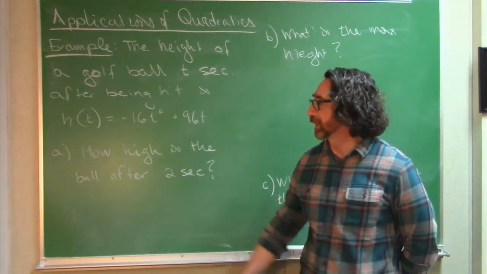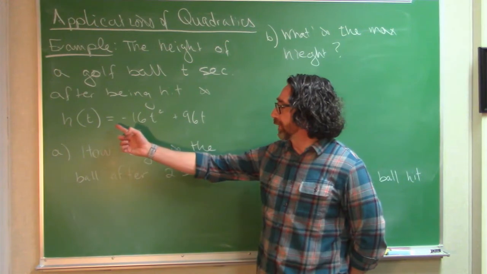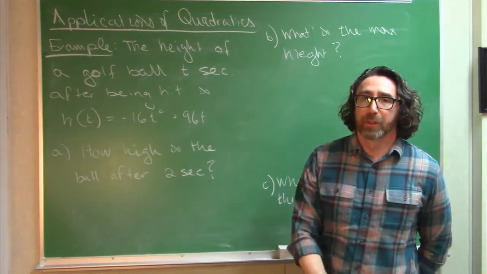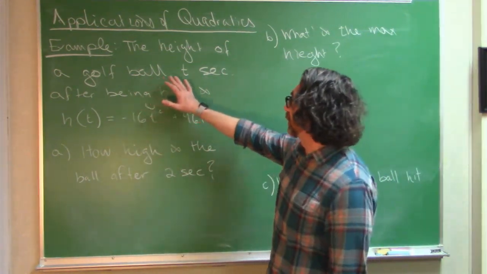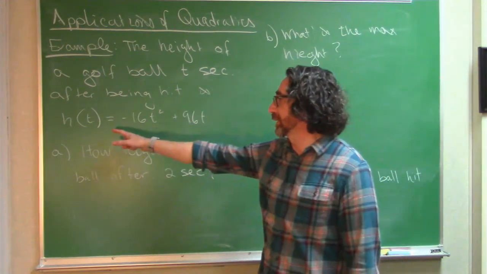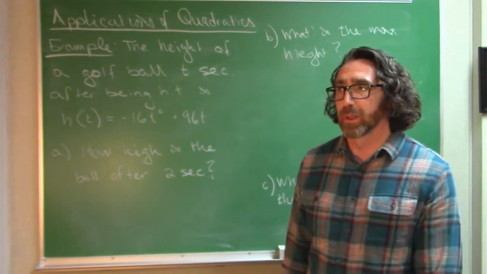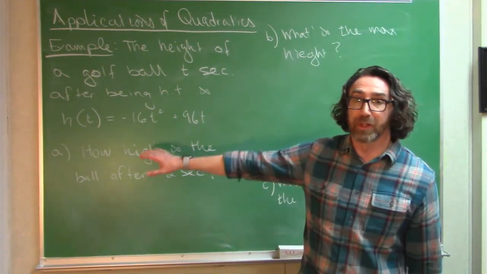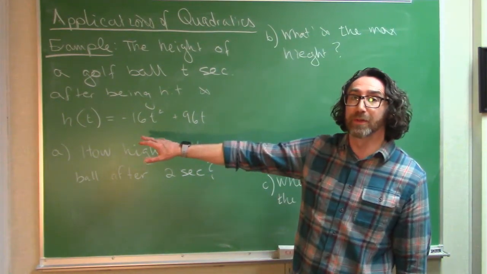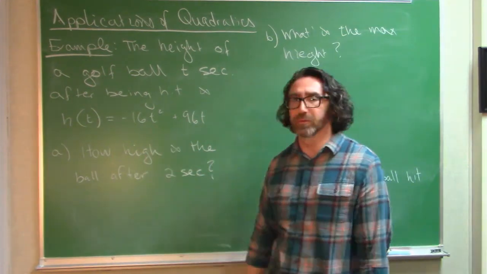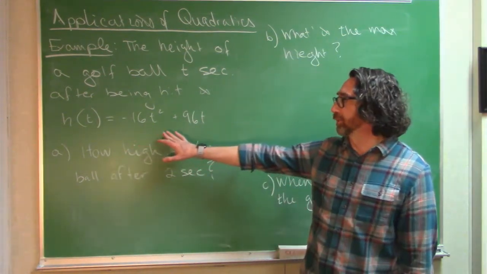So let's just say we are given this information. We know that the height of a golf ball t seconds after being hit is given by this formula. Now, if you go on to take calculus, you'll understand why the formula looks this way, or maybe a physics course. They might also discuss it there.